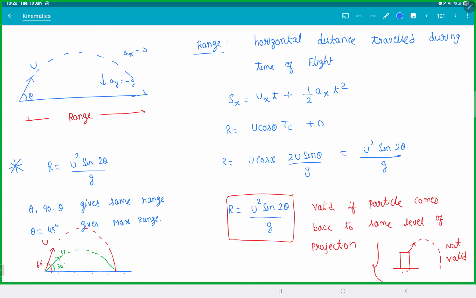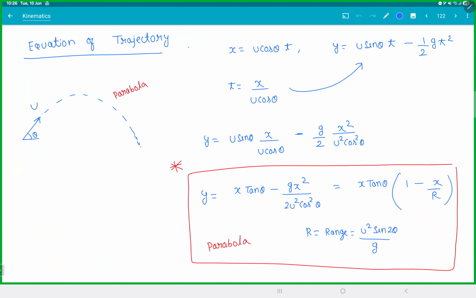The horizontal component gave you the range, the horizontal distance traveled, which is s is ut plus half at square, but ax is 0. Keep that in mind, ax will not always be 0. For now it is 0. This gave me the range. Equation of trajectory is when you eliminate time and get both x and y coordinates. Then we got an equation between y and x, and this is the parabolic equation.